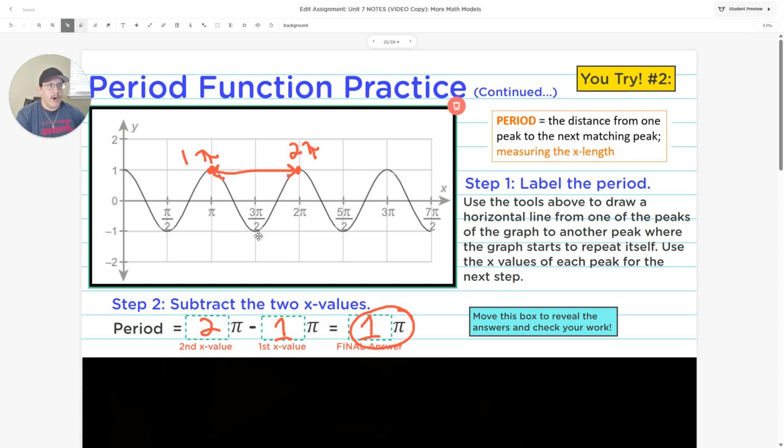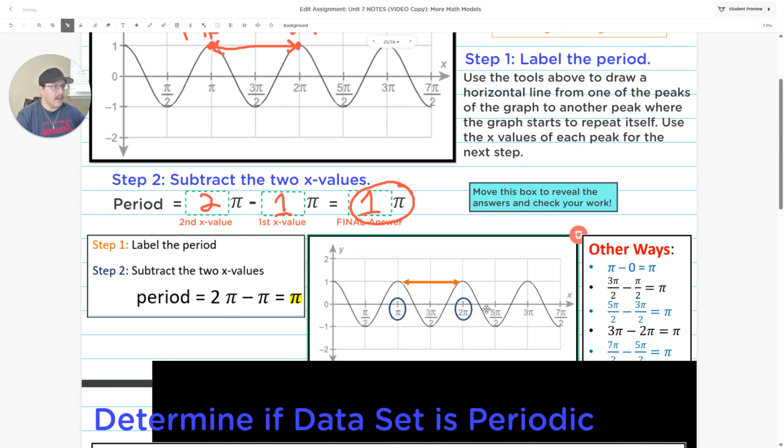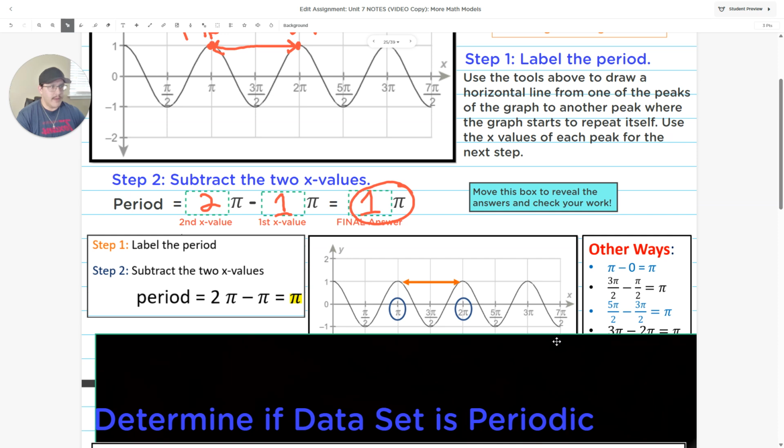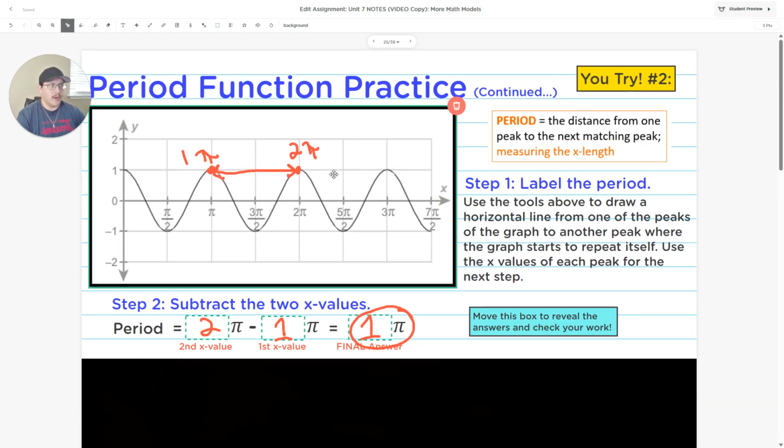Okay, now there are multiple ways of doing this. This is just the one that I revealed, but you could have taken 3 pi over 2 minus pi over 2, and you're going to get back pi. You could have used 3 pi minus 2 pi, and you will get back pi as well. So there are multiple ways of getting this answer right, not just the one that I used. But anyways, that's it. That is the final answer for your try number 2.